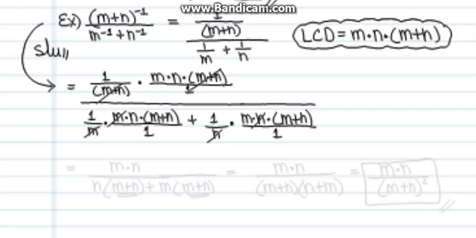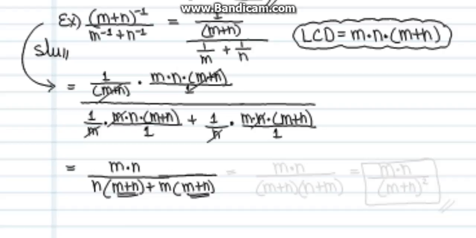We multiplied the top and bottom by the LCD, and that gives us on the top no more fractions, just m times n, and on the bottom we have n times m plus n, and then plus m times m plus n. We're ready to factor the bottom. Do you see how there's a common factor here, m plus n?